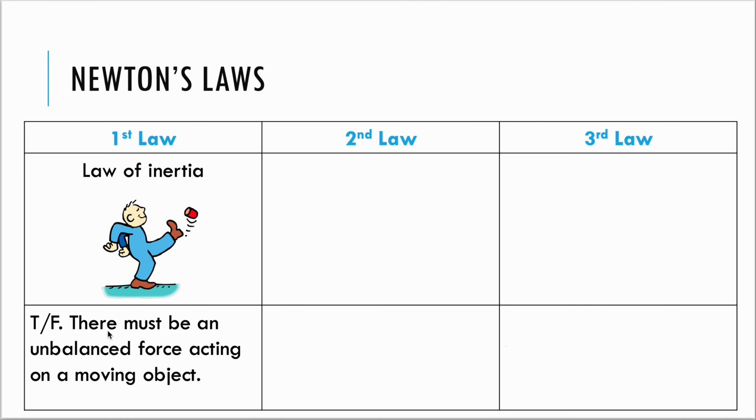True or false? There must be an unbalanced force acting on a moving object. This is actually false. If the object is moving, you don't need any force acting on it to keep moving. It will keep moving in a straight line at a constant speed. The unbalanced force actually changes its motion.